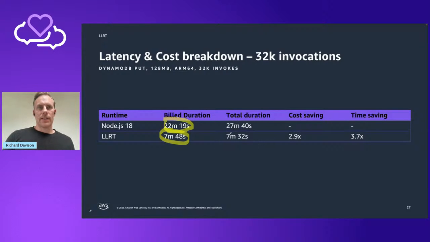The total duration here is a bit different between Node.js and LLRT, depending on how billing is calculated. But this means that we have a cost saving of 2.9x, and we're running the same code with LLRT, and a time saving of 3.7x, so 3.7 times faster in general across both cold starts and warm starts.